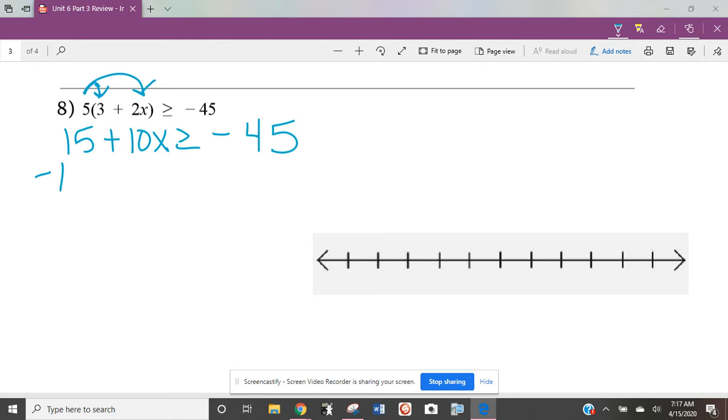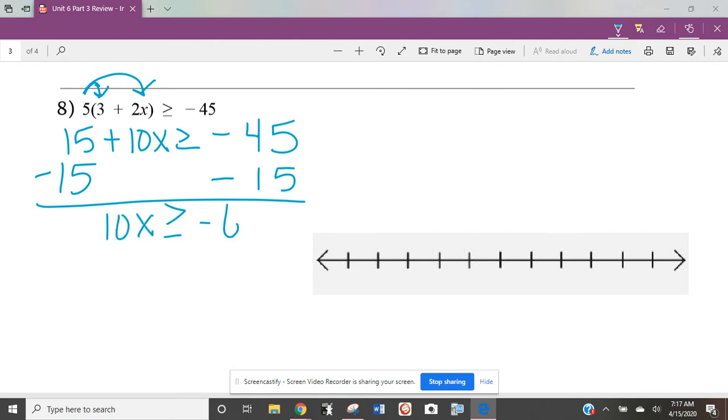So my first step is going to be to subtract that 15. So 10x is greater than or equal to negative 60. Last step, divide by 10. So x is greater than or equal to negative 6.